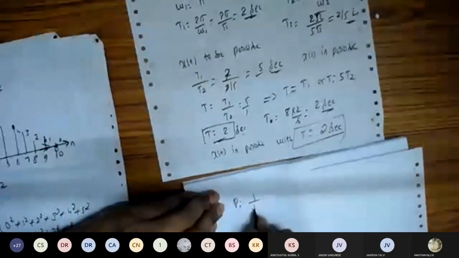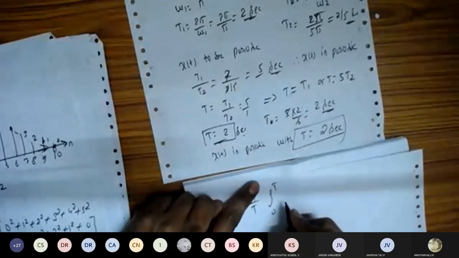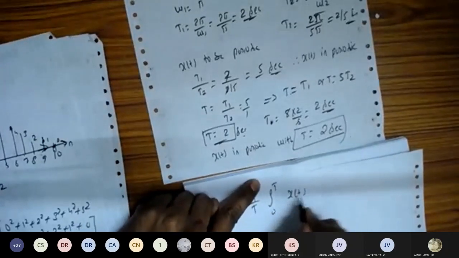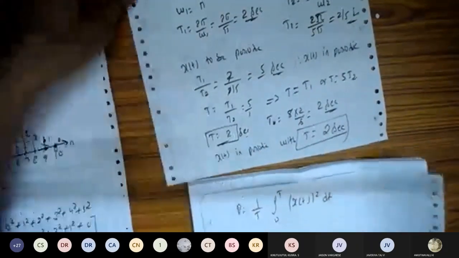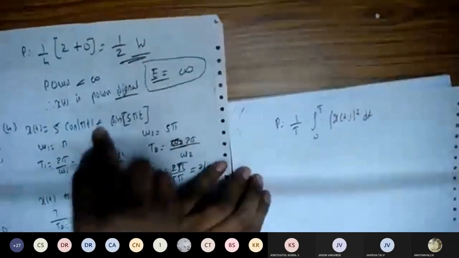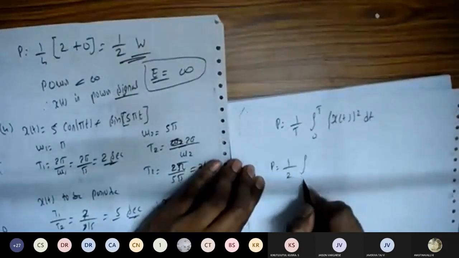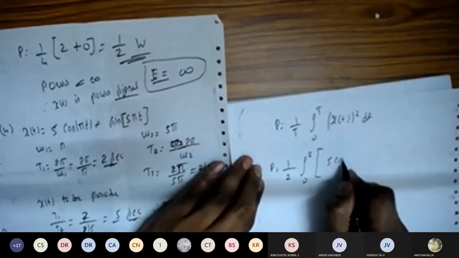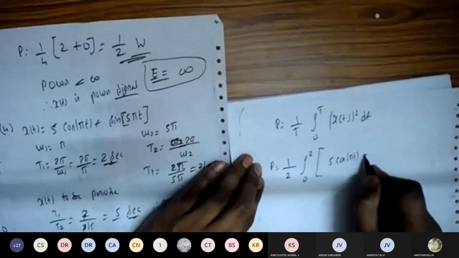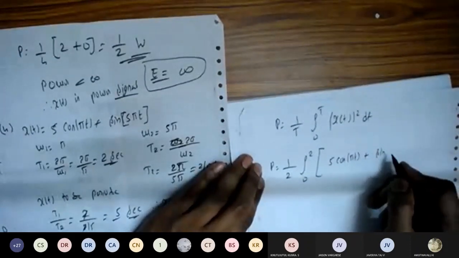P is equal to 1 by T integral from 0 to T, or minus T by 2 to plus T by 2, anything you can take, of the magnitude of x of t whole square into dt. Here x of t is 5 cos pi t plus sin 5 pi t. So P is equal to, as we found the fundamental period, the integral from 0 to T.